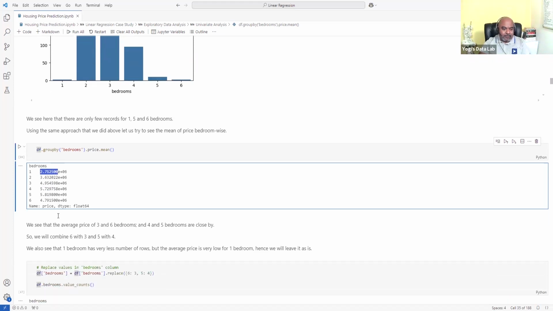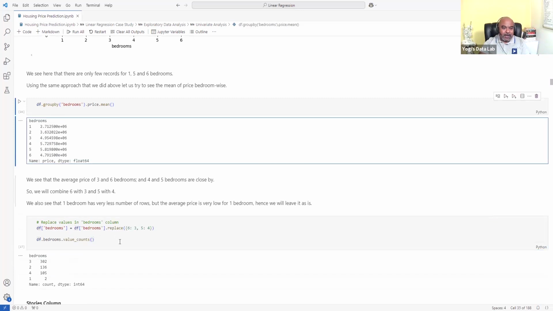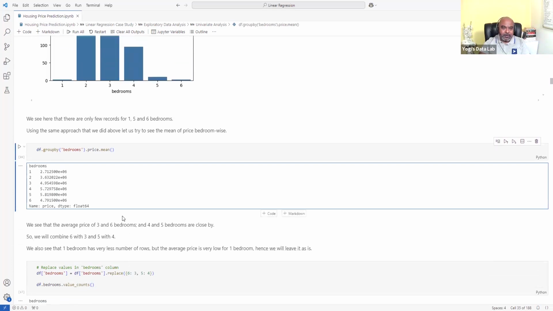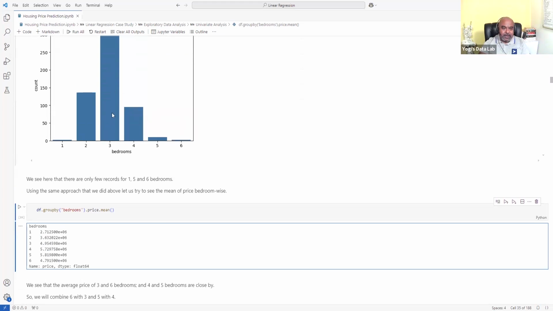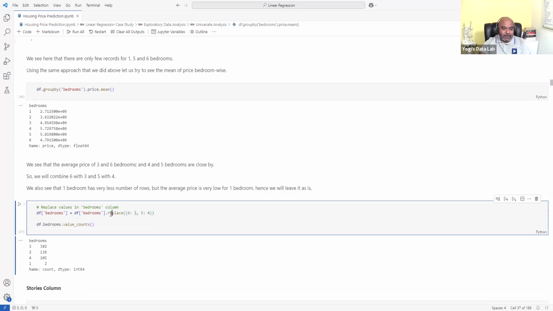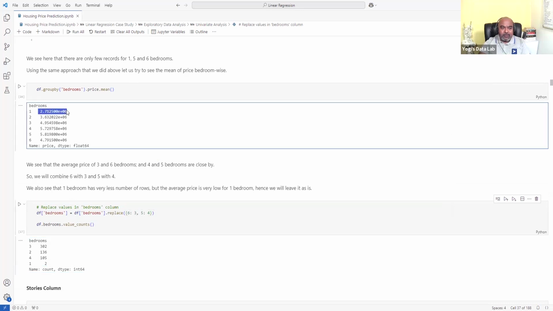Now, let's have a look. So what we are doing here is, wherever it is 6, I am replacing that with 3, and wherever it is 5, I am replacing that with 4. So what will happen is, this value of 6 bedrooms gets merged with the maximum values of 3, and this value of 5 gets merged with 4 bedrooms. So this is what we have done. One has just 2 records, which is fine. I didn't merge it because if you look at this, the contribution is very low as compared to the other values. Hence, we are leaving it alone.